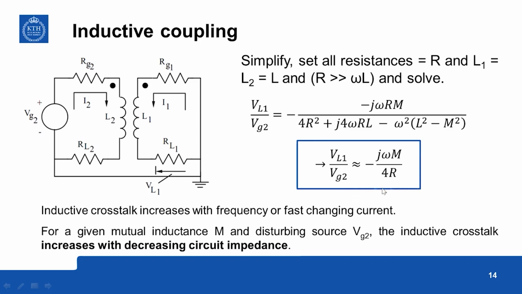That is one conclusion. And the second thing is that, as we found before for capacitive coupling, if you increase frequency or rate of change of current, you also increase this noise voltage. If you have more mutual inductance between these two circuits, then also you increase this disturbing voltage.